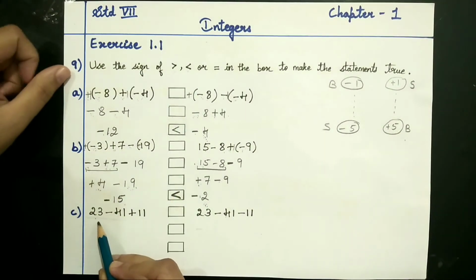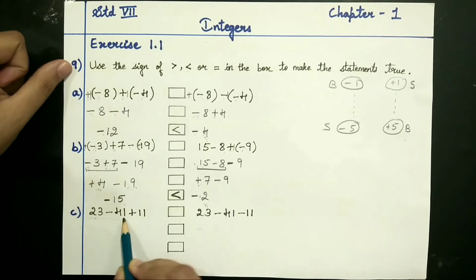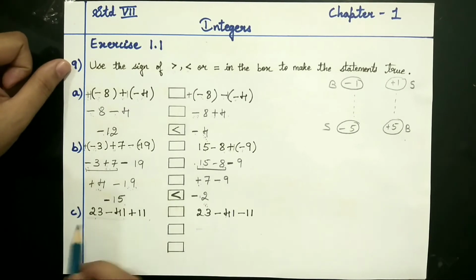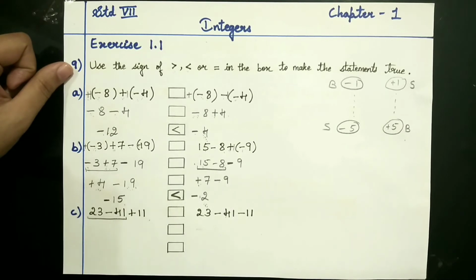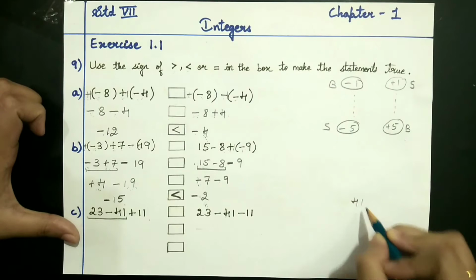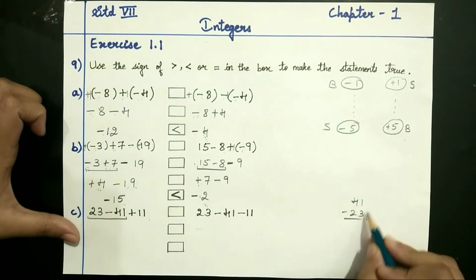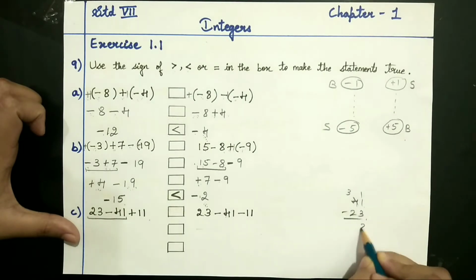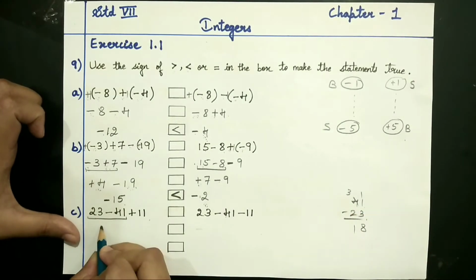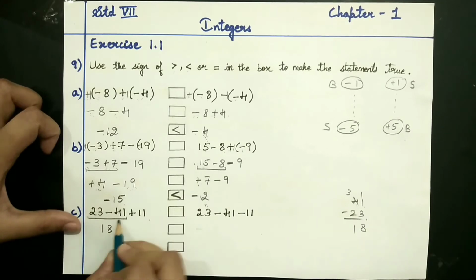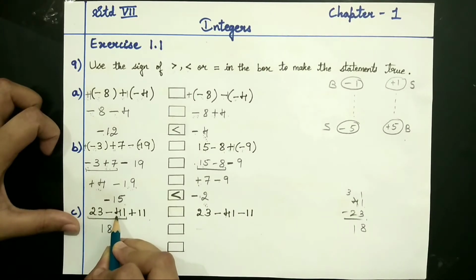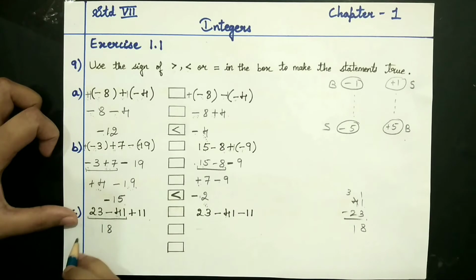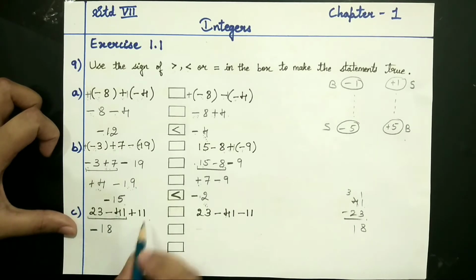Next, in question number C, what have they told? 23 minus 41 plus 11. Okay, so let me solve this normally. 23 minus 41, what's the answer? Do it. 41 minus 23. So minus, take a 3, take a 1. 11 minus 3 is 8, and this is 1. So 18 will be your answer. But which sign will you give? Give the sign of the greater number. 41 is greater, it's having minus sign. So put here minus, and this plus 11 as it is I will carry down.